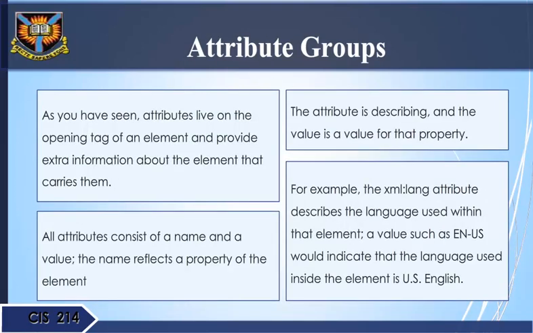Attribute groups. As you have seen, attributes live on the opening tag of an element and provide extra information about the element that carries them. All attributes consist of a name and a value. The name reflects a property of the element the attribute is describing, and the value is a value for that property. For example, the xml:lang attribute describes the language used within that element. A value such as en-US would indicate that the language used inside the element is US English.